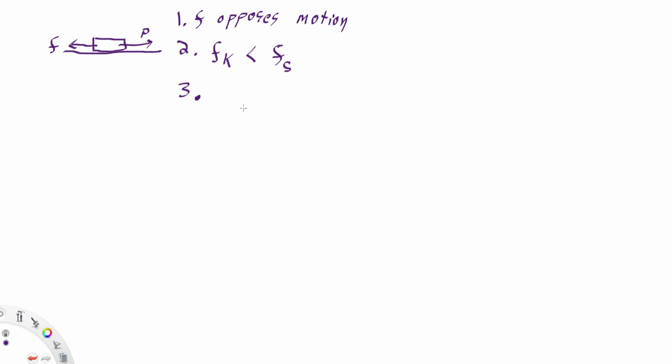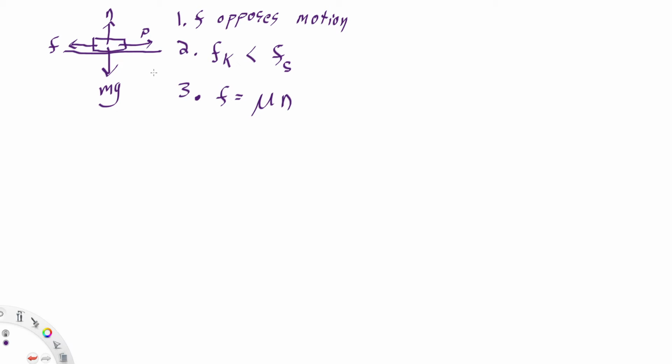Third, the amount of friction that we get is proportional to the normal force that the surface is exerting on the object. And then we throw in this coefficient of friction, which is just a fudge factor to say that not all surfaces and materials behave the same.